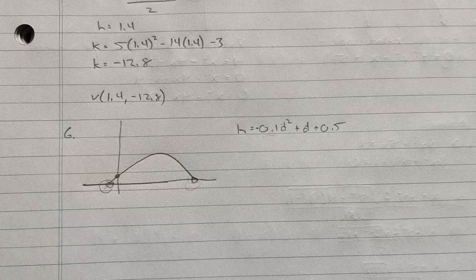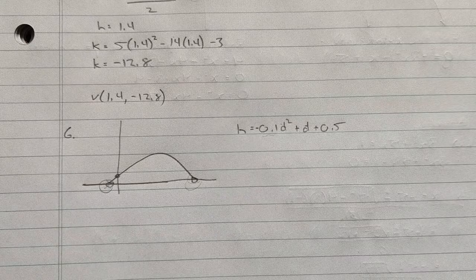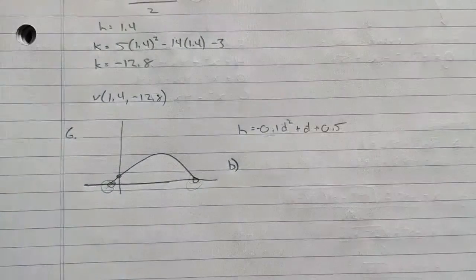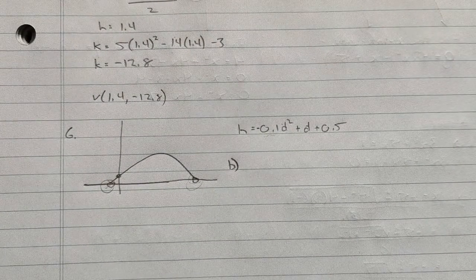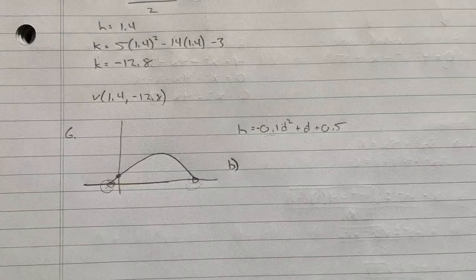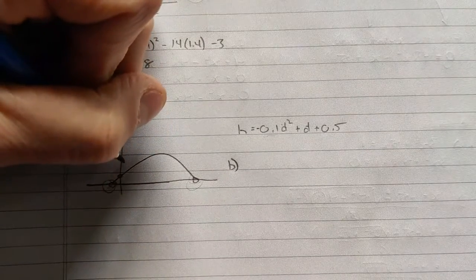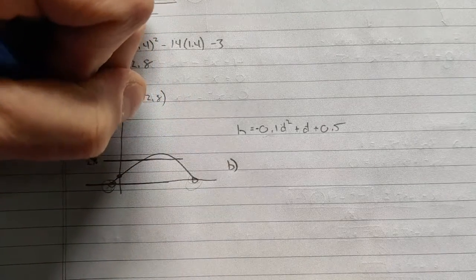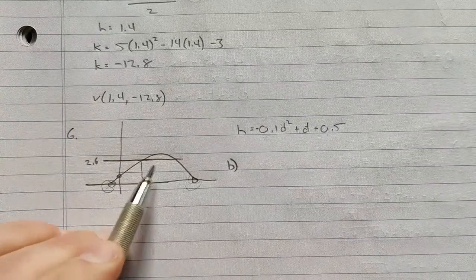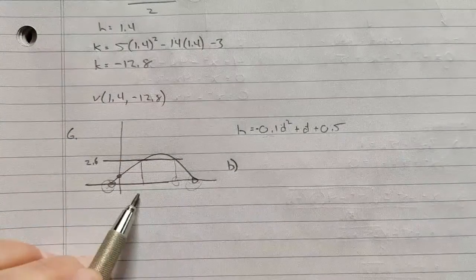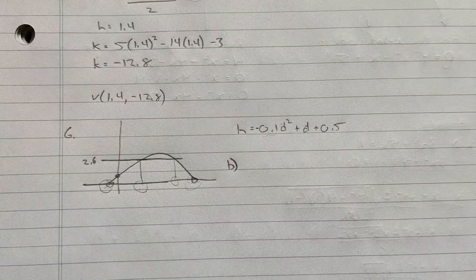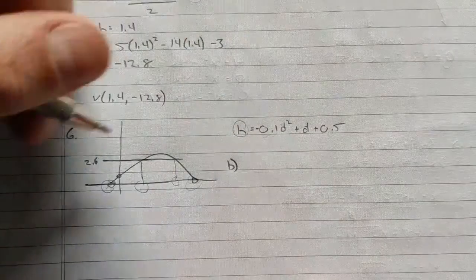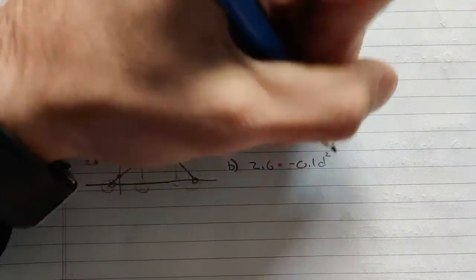But what I want to show you is the b portion of this, which is very similar, but other than instead of setting h to 0, we want to find the point where the ball is at a height of 2.6 meters above the ground. So we want to find, if this is 2.6, we want to find these two values here. So we want to find that value and that value rather. So in this case, what we'll do for the b part is we'll set the h equal to 2.6 equals negative 0.1 d squared plus d plus 0.5.